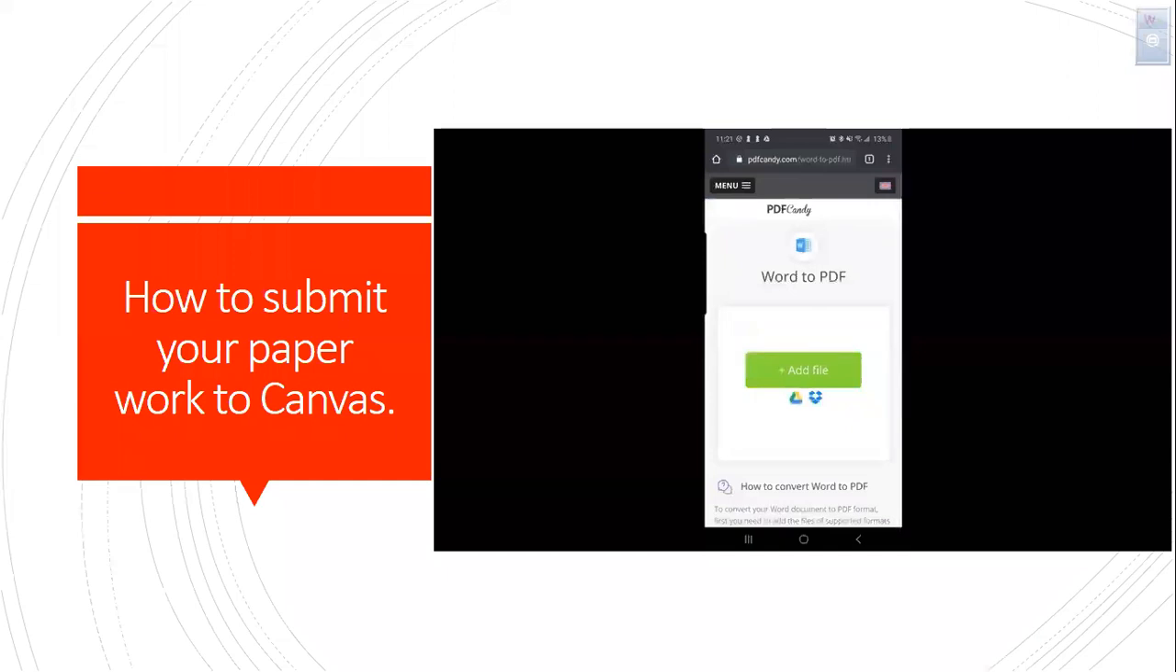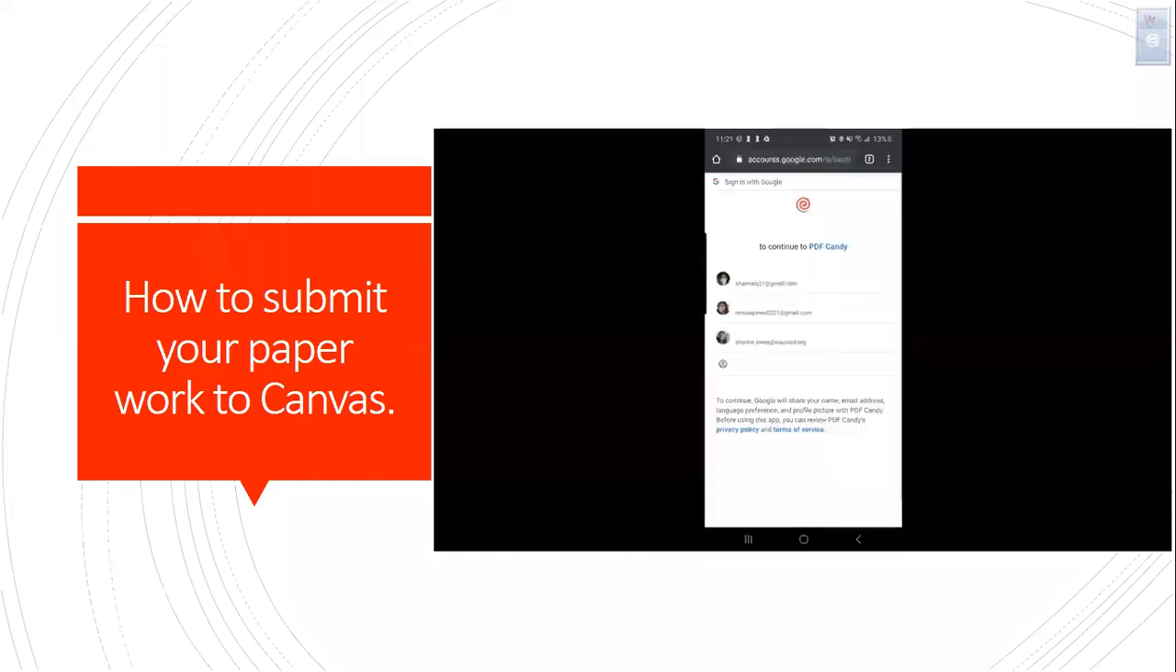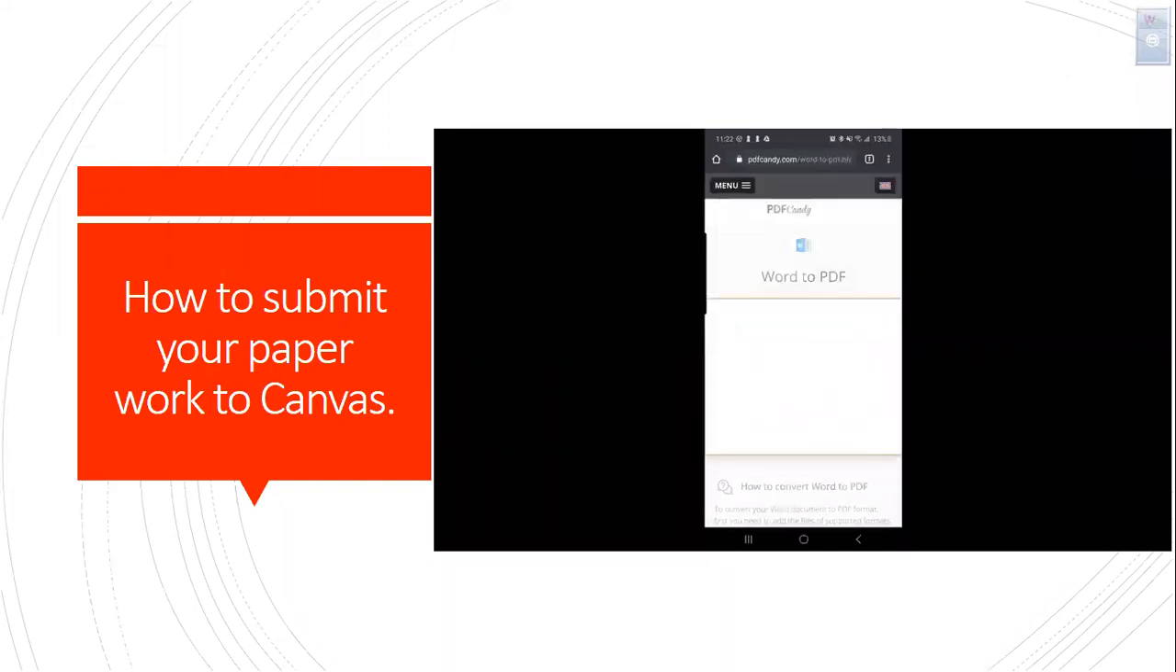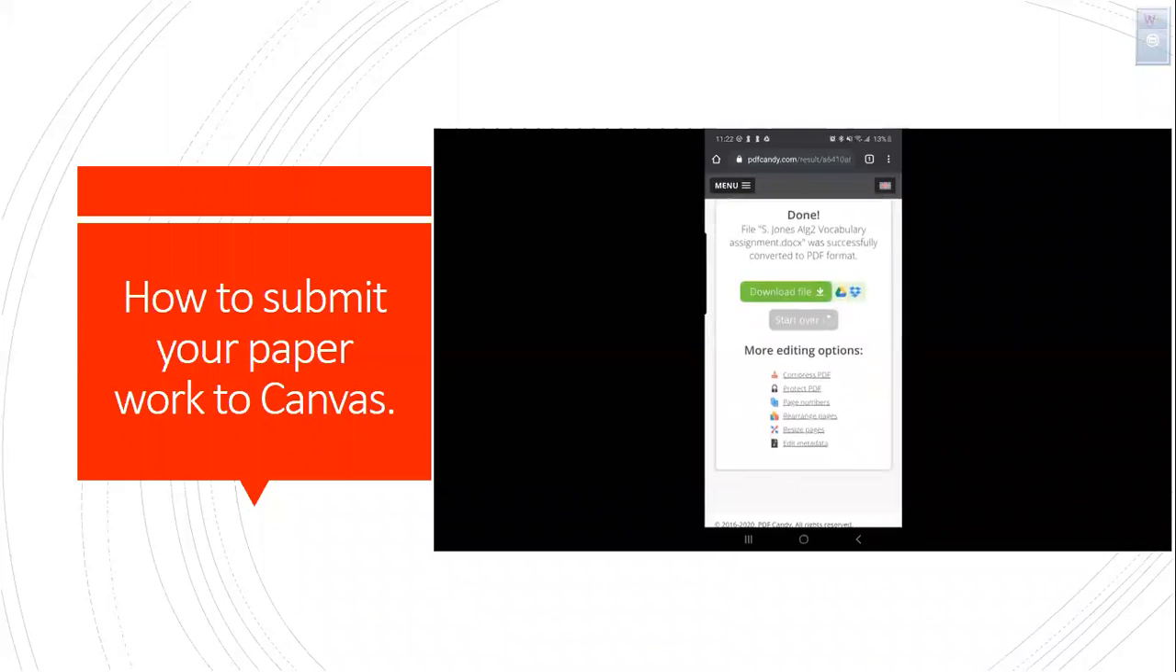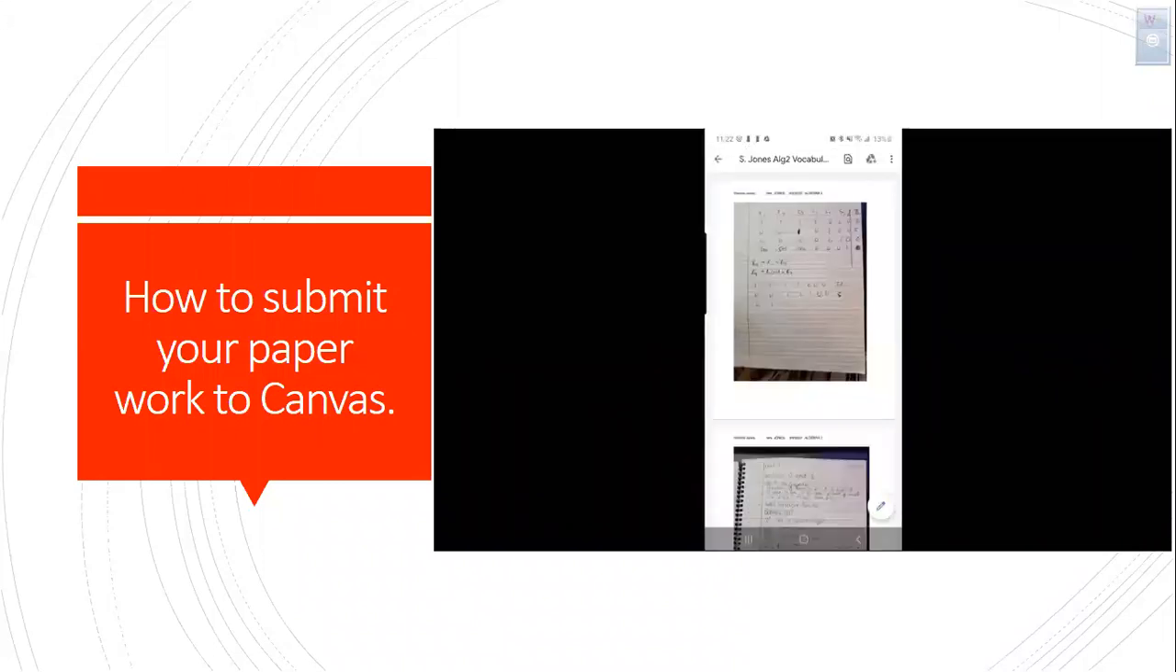I'm going to click on Word to PDF, and I can click on my drive. I've connected my drive, but I'm going to do it again. It's going to ask me, are you sure? I'm like, yeah. And it's going to pull up your document. So you see how I have that Word document? I'm going to click on that Word document, click select. It's going to upload it. It's going to do some thinking. It's done. It converted my file. I hit download, and now I have a PDF version of my file.